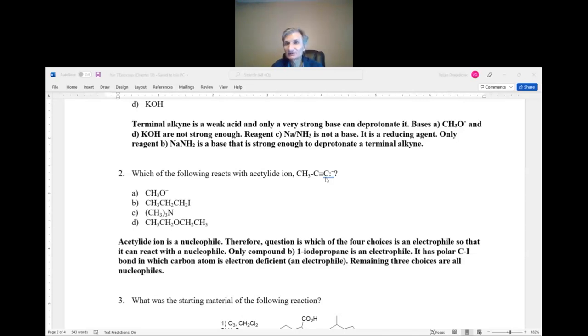Acetylide ion, as you can see, is a nucleophile. It has a free electron pair. So then the question is, which of the following is an electrophile? Which has an empty orbital? And A is not. That one is actually also a nucleophile. Same with C. Amines are nucleophiles. They have free electron pairs. Ethers are also weak nucleophiles, but nonetheless nucleophiles. So oxygen and nitrogen atoms with their free electron pairs, they are nucleophiles.